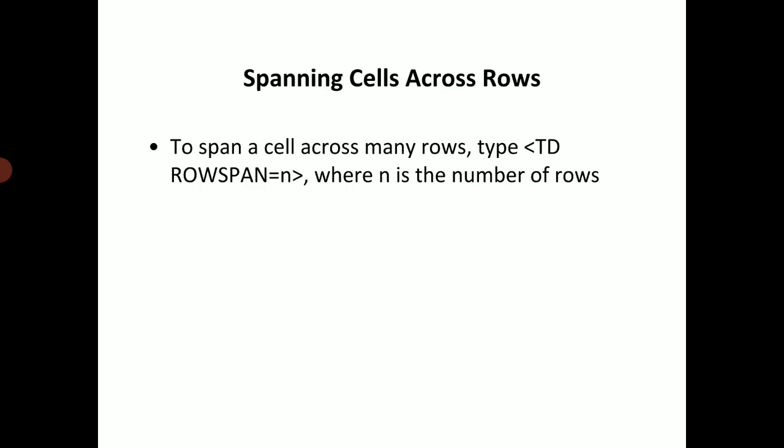Next, spanning cells across rows. To span a cell across many rows, we type td rowspan equal to n, where n is the number of rows to be spanned.